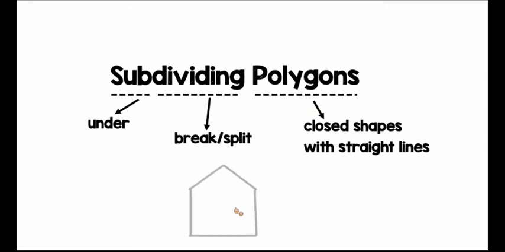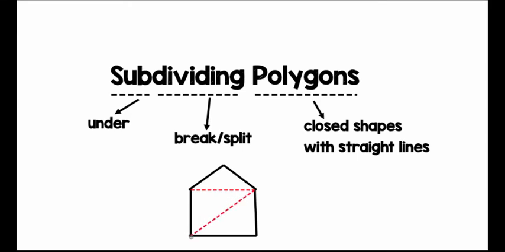Let's take a quick look at an example of a polygon. This is a pentagon. We know that because it has 5 sides. Now, there are many ways that we could subdivide this polygon or split it. One way to do that would be to draw a line right across here. And now we have a triangle, more specifically an isosceles triangle, and a rectangle. That's all subdividing means. It means to break apart.